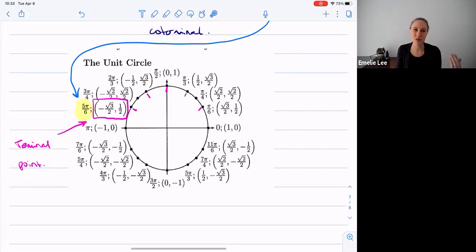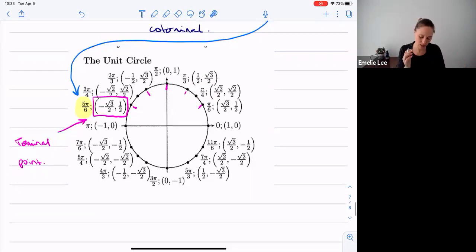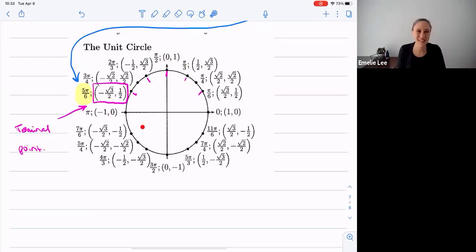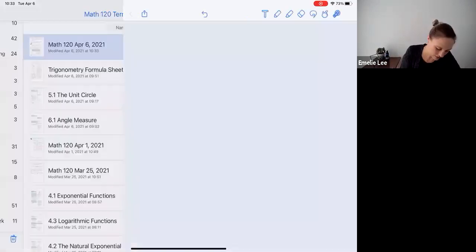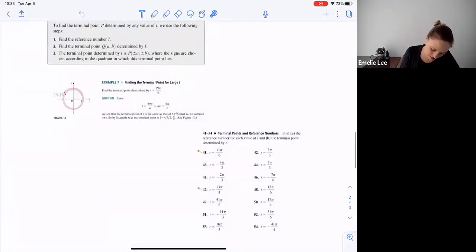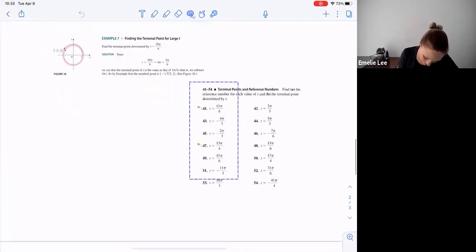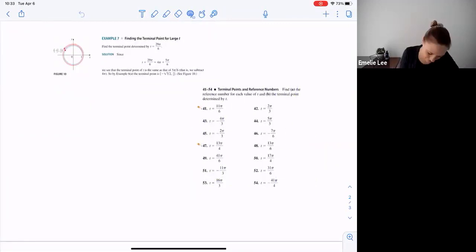But reference numbers, we only really need them if we don't have the full circle available. If we've only measured or memorized the first quadrant, then reference numbers are more useful. But for us, we have them all, we can see them all. So keep this circle handy. Okay. Let's do another example.